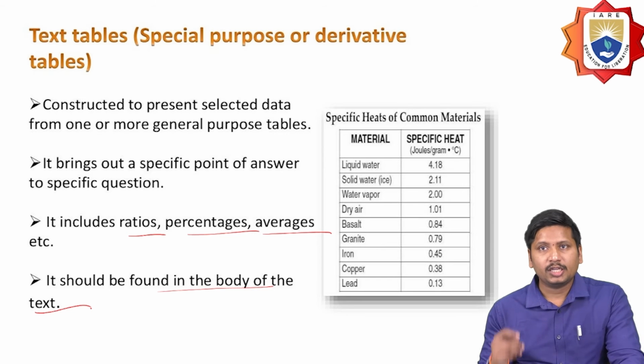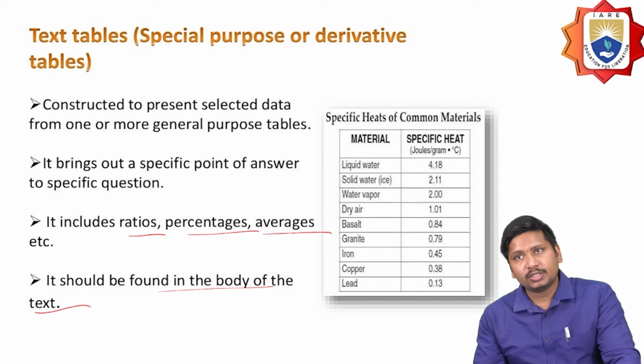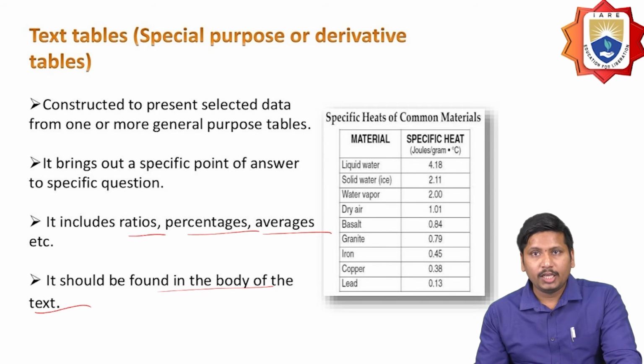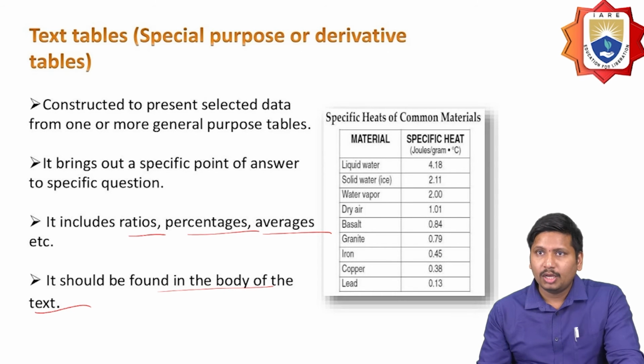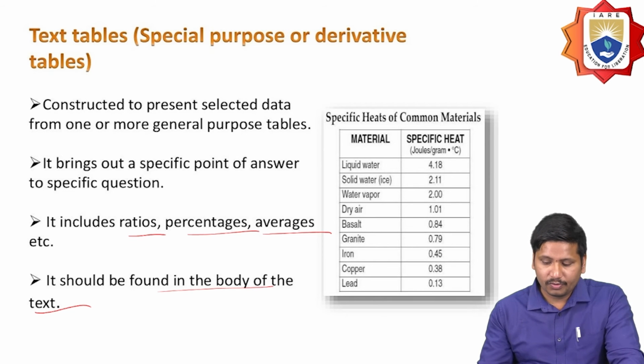So normally the text table is called a special purpose or derivative table, which is constructed to present selected data from one or more general purpose tables. It also brings out the specific point of answer to a specific question, and includes ratios, percentages, averages, and is found in the body of the text.